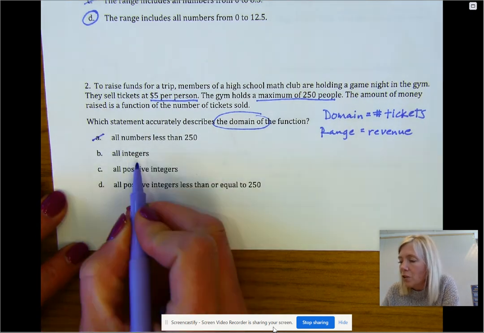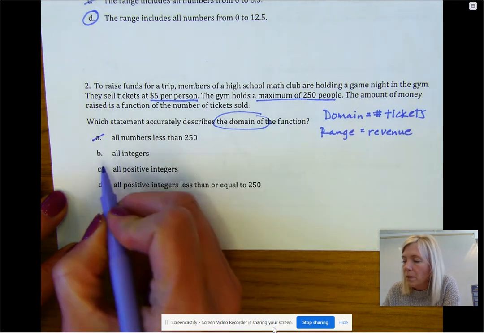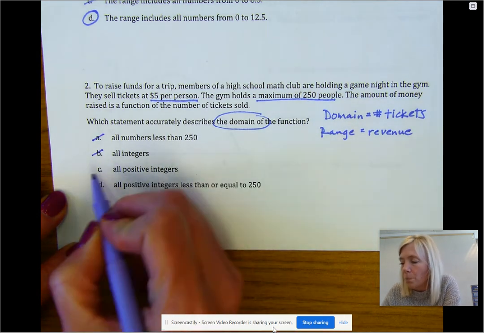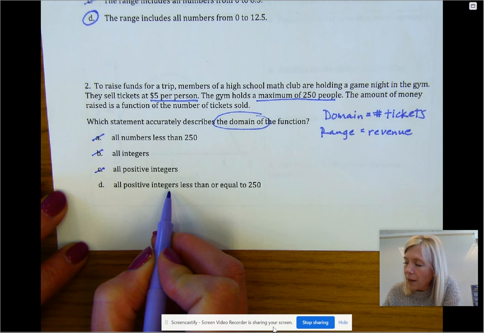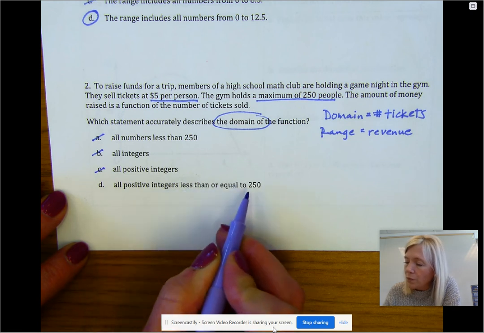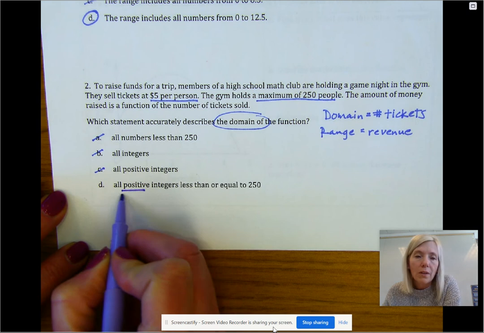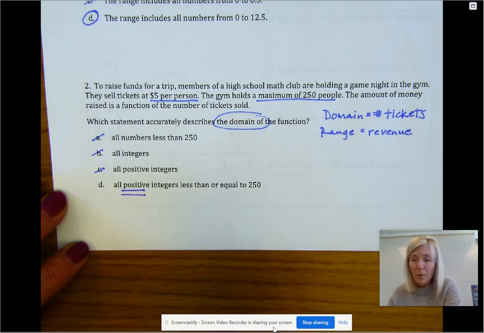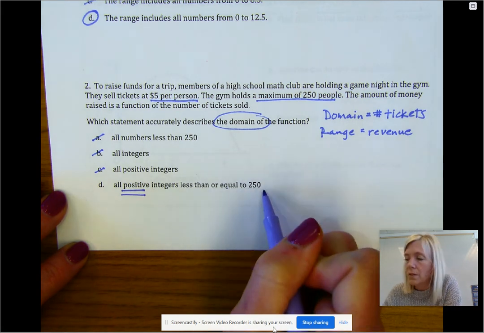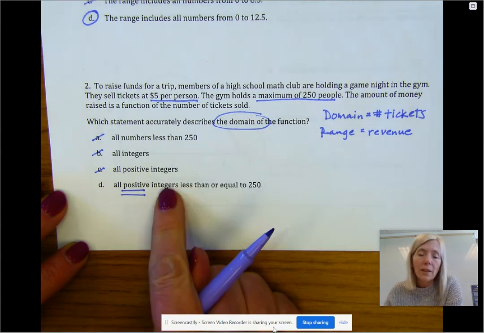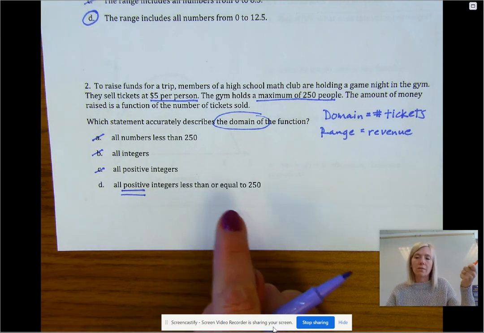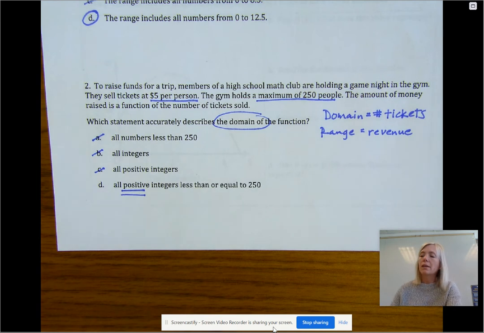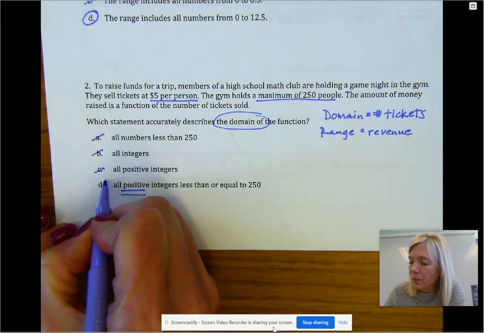So nope. B, all integers, nope, because there is a maximum. C, again, all positive integers, nope, because there's a maximum. And then D, all positive integers less than or equal to 250. So we have the word positive. So that would mean there wouldn't be a negative number of tickets sold. And then less than or equal to 250, that's good since there's a limit. And then definitely they need to be integers because you can't sell like 5.5 tickets. You either sell 5 or you sell 6 or 7 or 8. Has to be a counting number. So answer choice D.